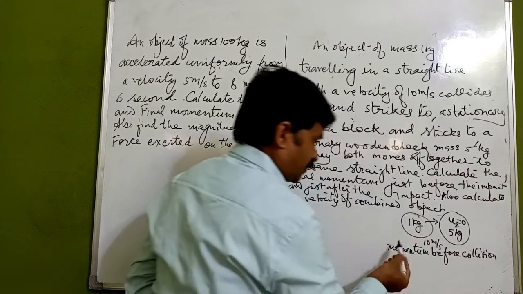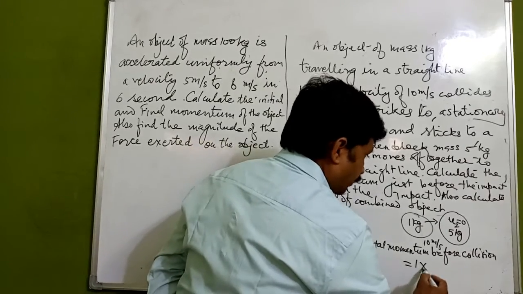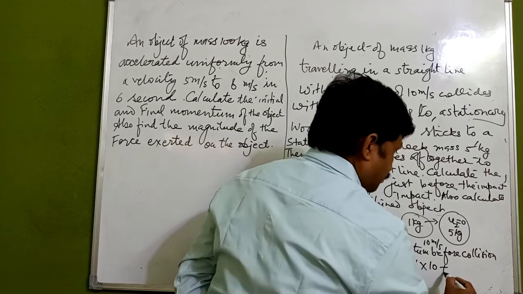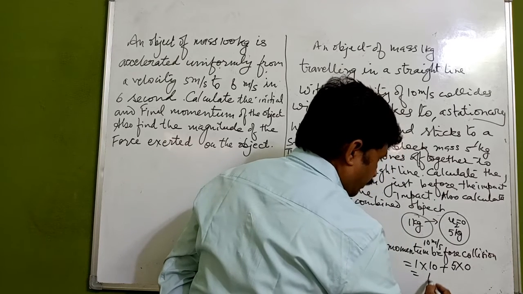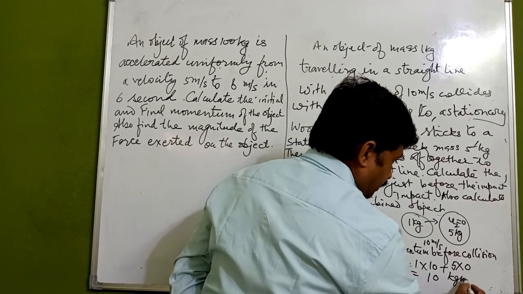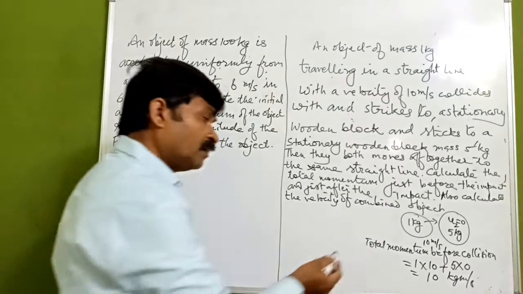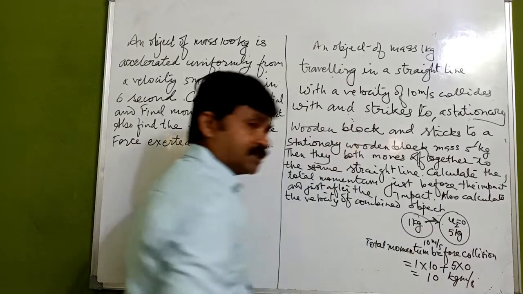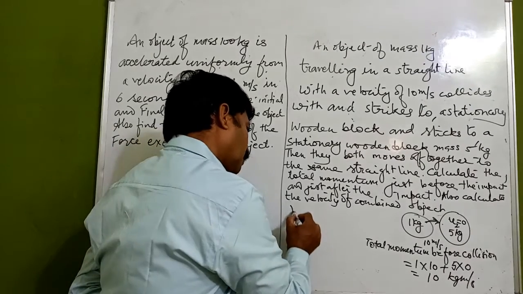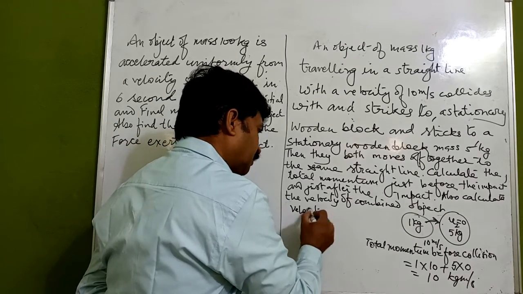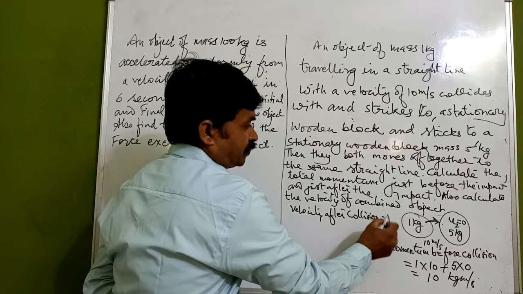the sum of momentum, the total momentum of these two objects. So 1 into 10 plus, since it is at rest, 0, so it is going to be 10 kilogram meter per second, not seconds. Then when it collides, it sticks with this, which means both objects are moving with the same velocity. So we assume the velocity after collision is v.